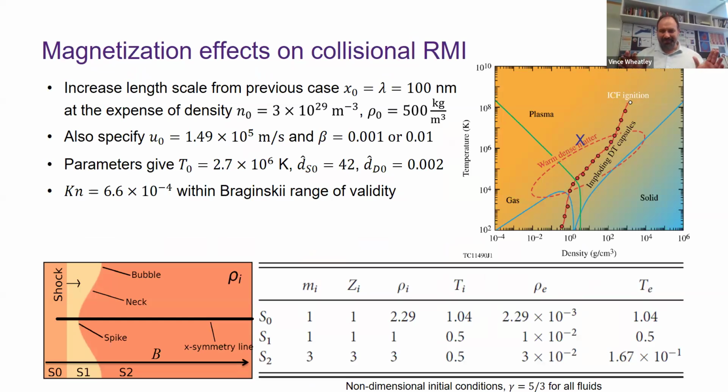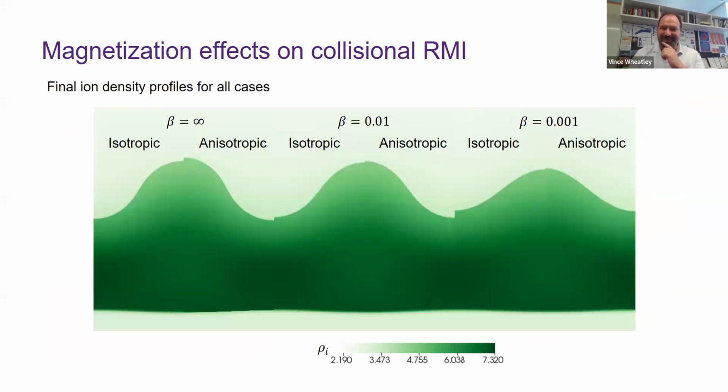So we went on to look at the effects of magnetization. For this, we did increase the perturbation length scale to 100 nanometers, which is more realistic for the targets, but we did a reduced number density, so we go a bit off capsule implosion pathway. I'm just going to skip through this so we can finish roughly on time.